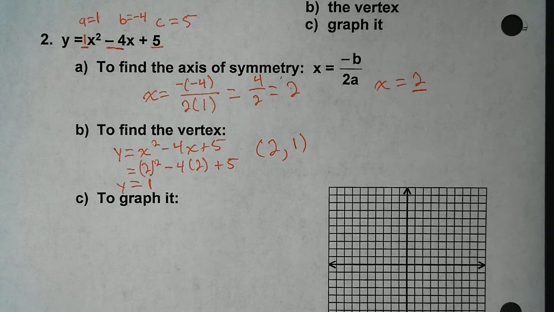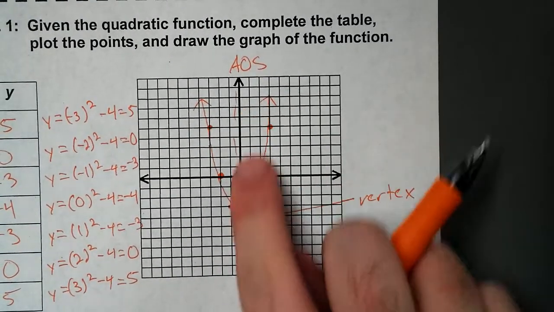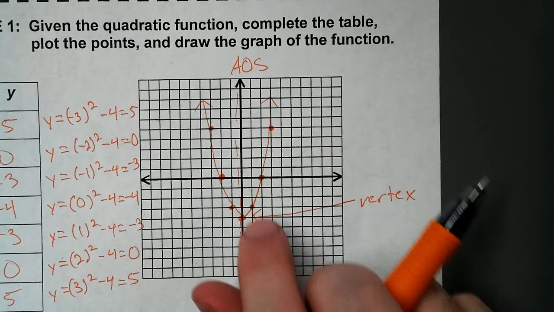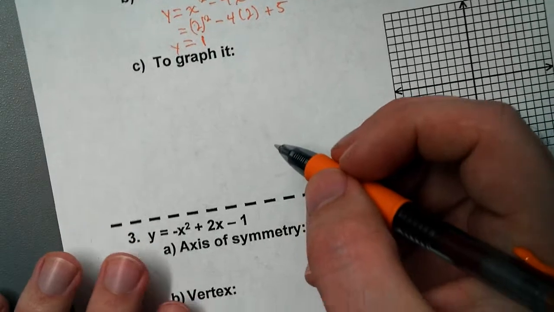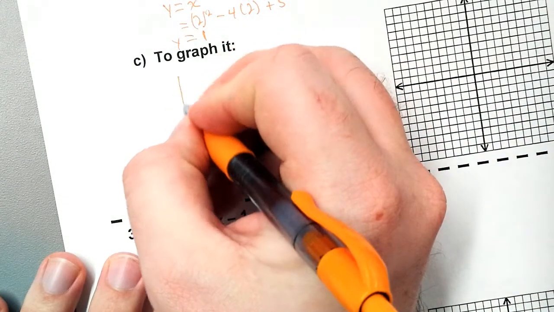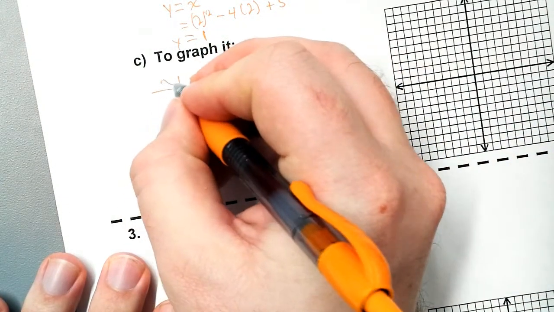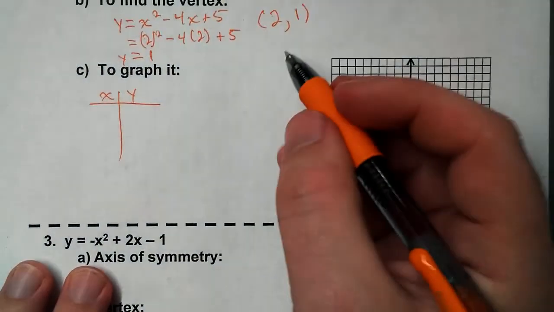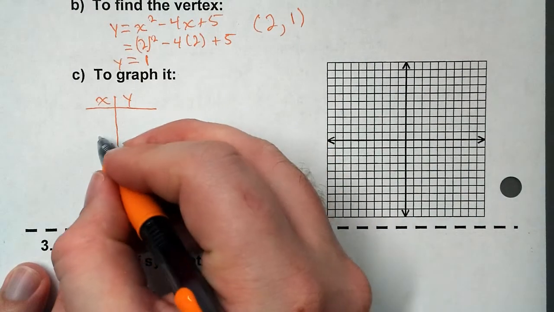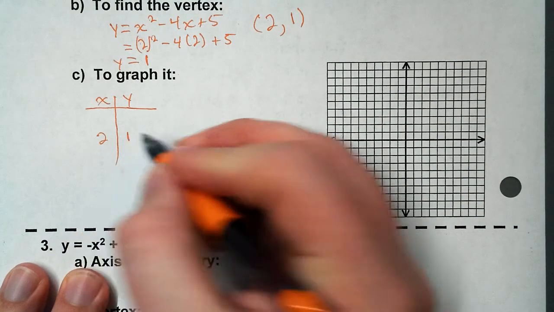Now, when we're graphing it, just like the parabola on the other side, you want to have the axis of symmetry and the vertex kind of in the middle, and you want to graph some points to the right of it and to the left of it. So let's make a quick XY table just for some points to graph. Let's put our vertex in the middle. Our vertex was at 2, 1, so x is 2, y is 1.